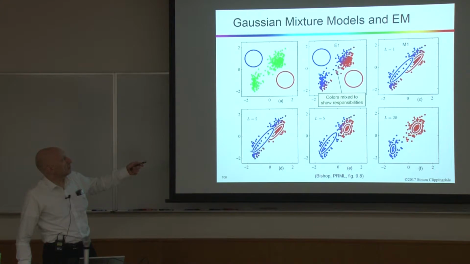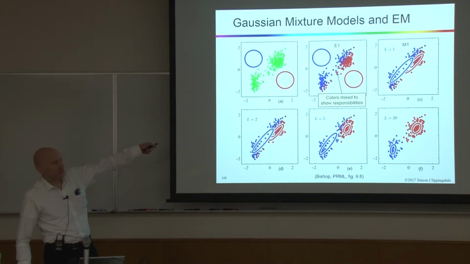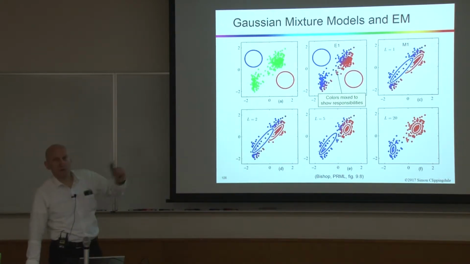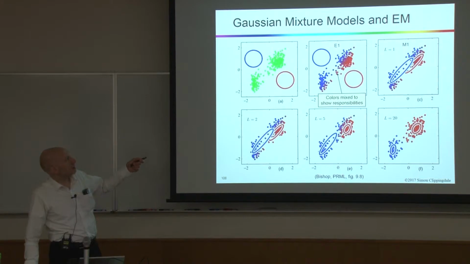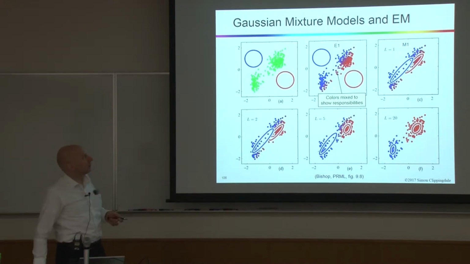So the more blue a data point is shown here, the higher the probability that it belongs to this blue class, and the more red it is, the higher the probability it belongs to this class. And in the middle there, they're kind of half and half, equal probabilities that they came from each class. So that's the first E step. Then we do an M step where we update the centers and the covariances, that's to say the shape of each of these classes, and they look like that.